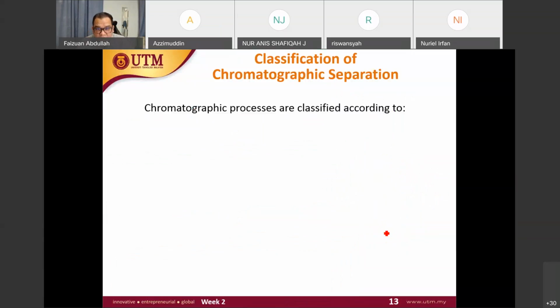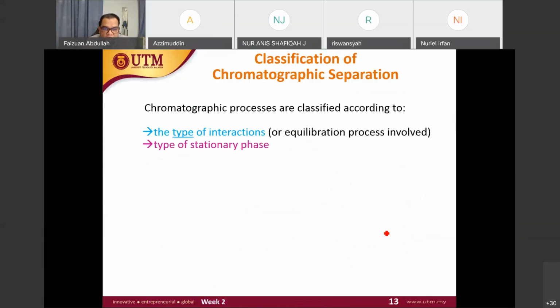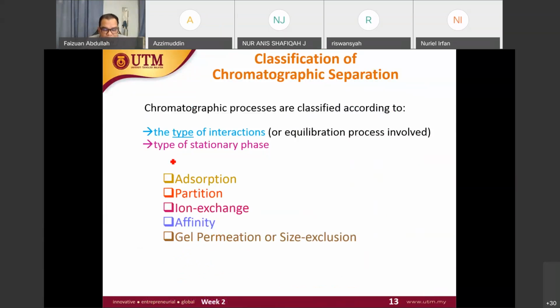So chromatographic processes are classified according to the type of interactions or equilibration process involved. Okay. And then the type of stationary phase. We have adsorption stationary phase. We have partition stationary phase. We have ion exchange stationary phase. We have affinity stationary phase. And we have gel permeation or size exclusion stationary phase, based on size, right?